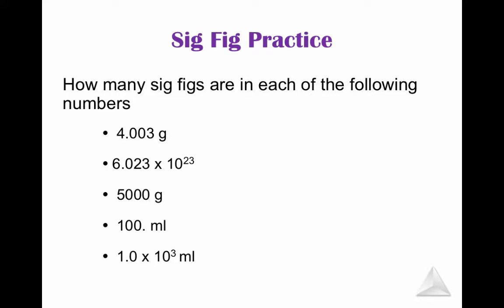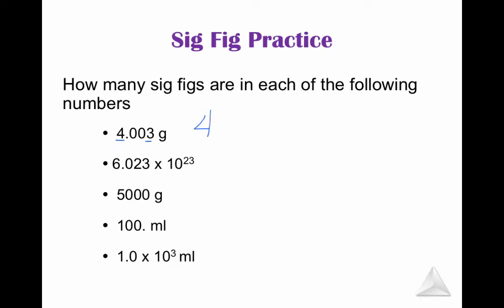What I recommend you do is pause the video, try these on your own, and then look back and go through any that maybe you had trouble on. So, how many significant figures are in the following? Okay, well, this 4 and this 3 are significant. The zeros in between are captive, right? Any captive zeros are always significant, so this is 4.